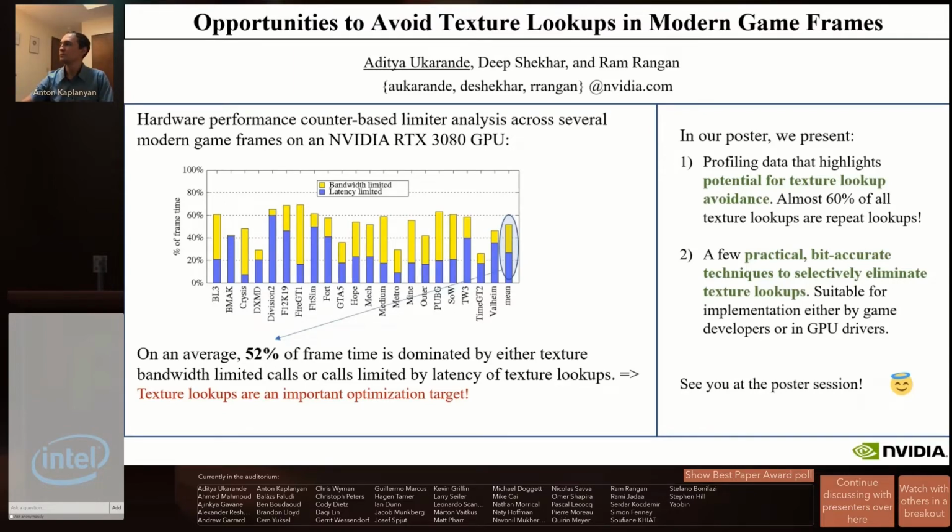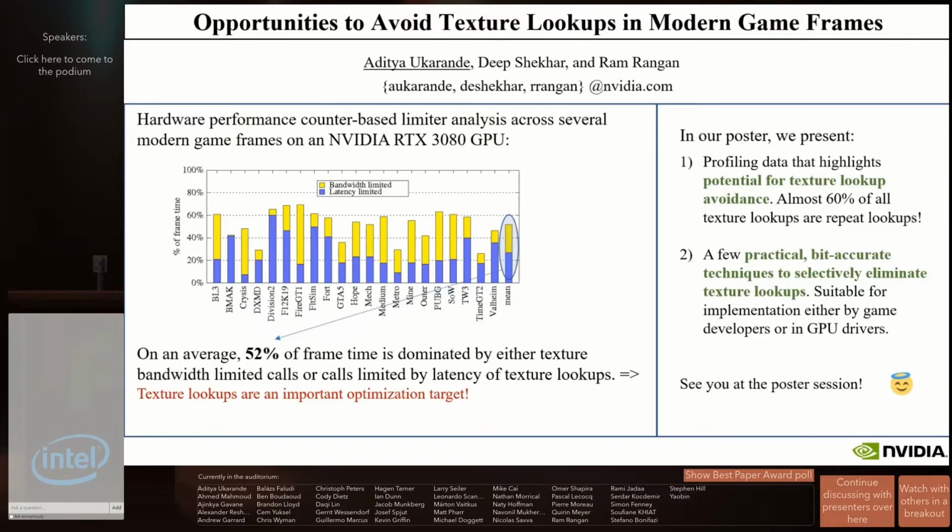Through value profiling of texture coordinates, we discover that almost 60% of all texture lookups are repeat accesses. In our poster, we present a few ways to identify redundant texture lookups and eliminate them with bit-accurate program transformations.